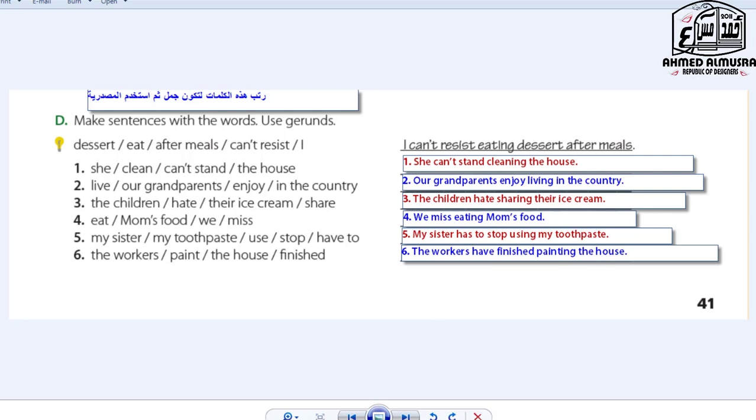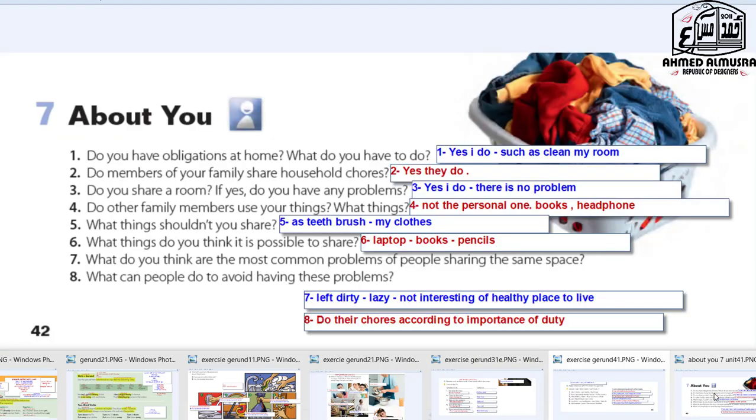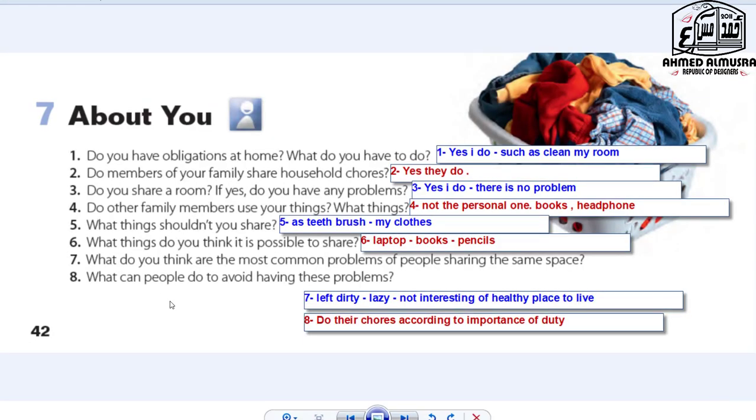Okay, let's go to the next page, which will be page 42, About You. Now here, eight questions. Number one, do you have obligations at home? What do you have to do? Yes, I do, such as cleaning my room. Number two, do members of your family share household chores? Yes, they do.